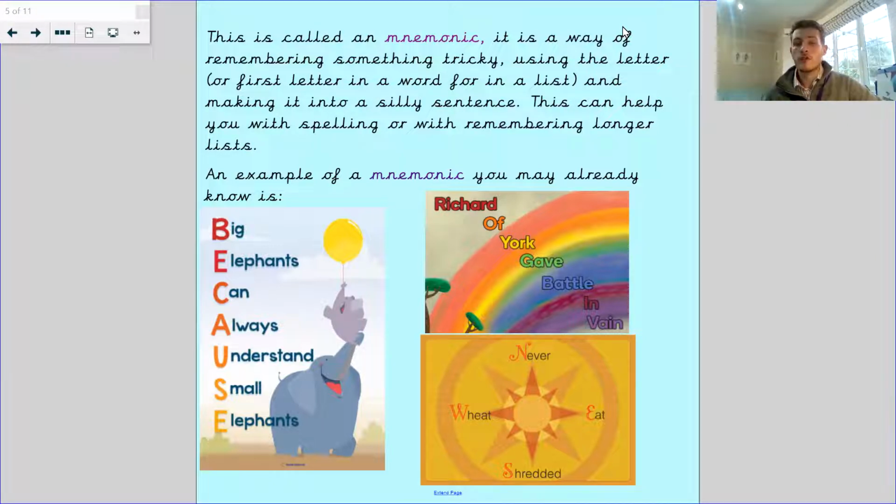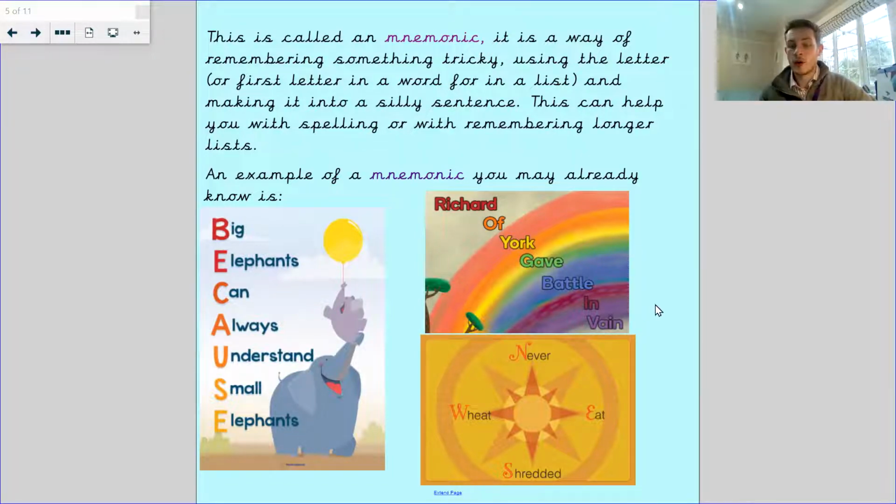And this way it can help you with spelling, maybe, or remembering a long list. So here's an example of some mnemonics that you may already know. Now, this is the word because. However, because is quite a tricky word to spell. Now, if you remember the mnemonic, which is a way of remembering each of the starting letters of because so that you can spell it correctly. Instead of because, you use the first letter of each of these to spell out a sentence which helps you remember it. Big elephants can always understand small elephants. And that is a way of remembering how to spell because.